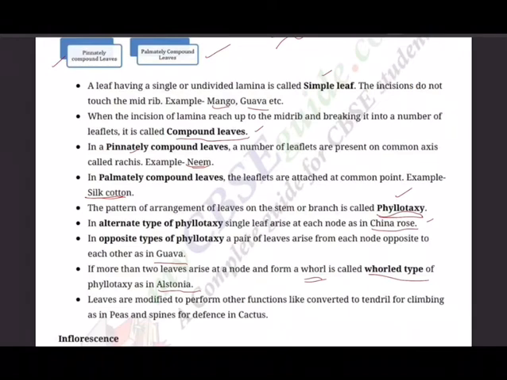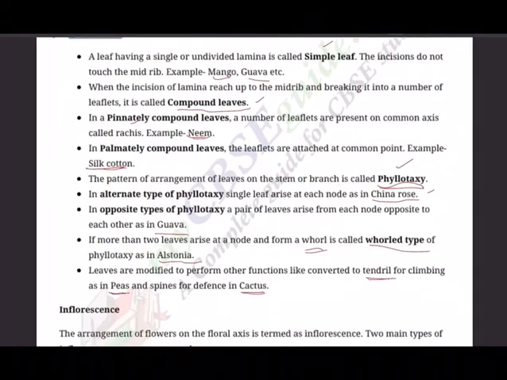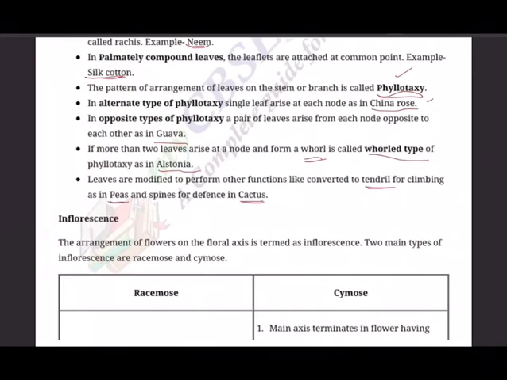Leaves are modified to perform other functions, like converted to tendrils. Like we said stem tendril, here leaf tendril. It will be spring-like, helps in climbing, like in pea, you must have seen green peas, and spines for defense in cactus. So there is leaf modification also. And next we move ahead.